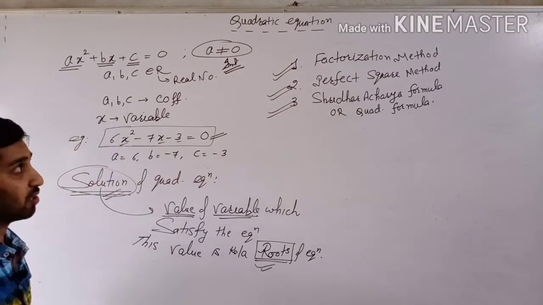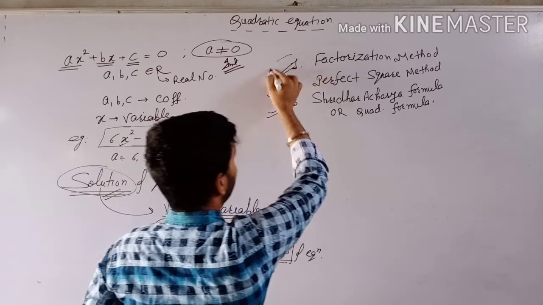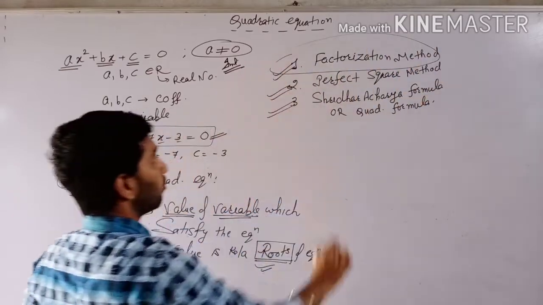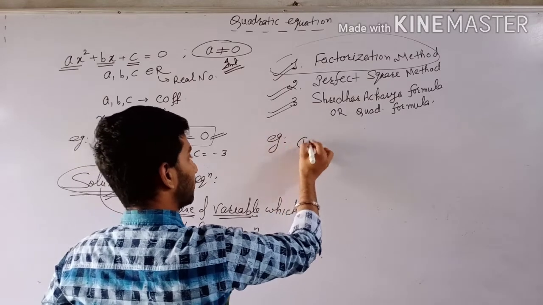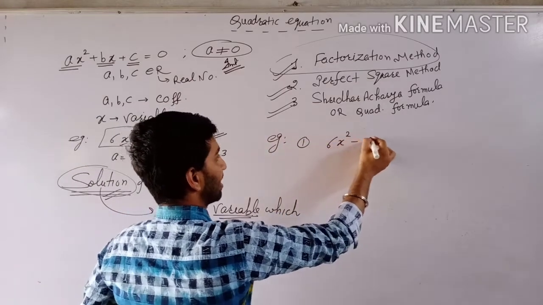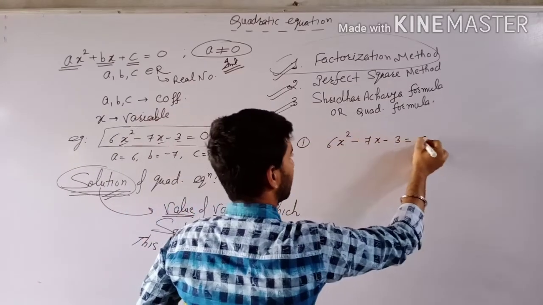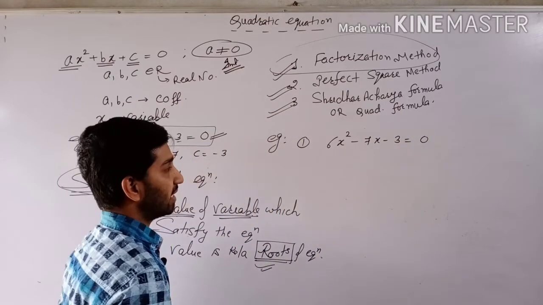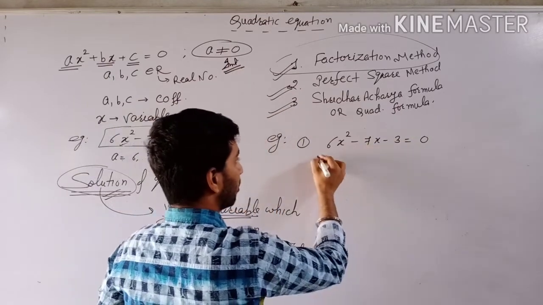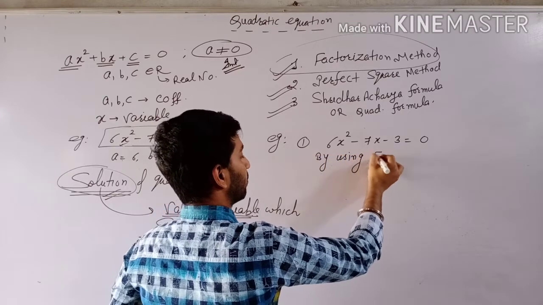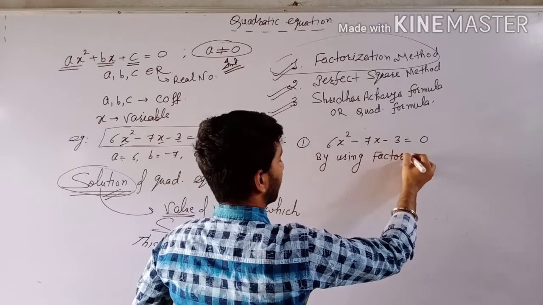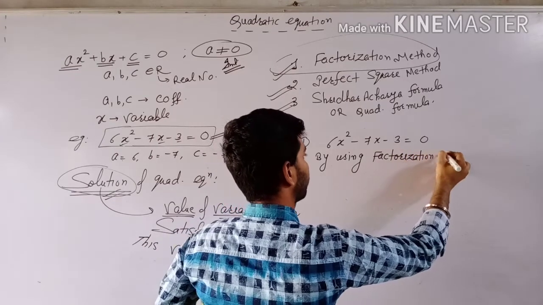In this video lecture, we will discuss our first method, factorization method, to solve a quadratic equation. So let's start. Example: 6x square minus 7x minus 3 is equal to 0. It is a quadratic equation. We want to solve this quadratic equation by using factorization method.